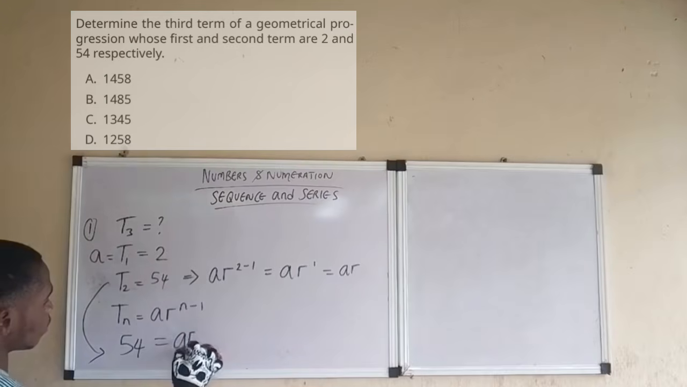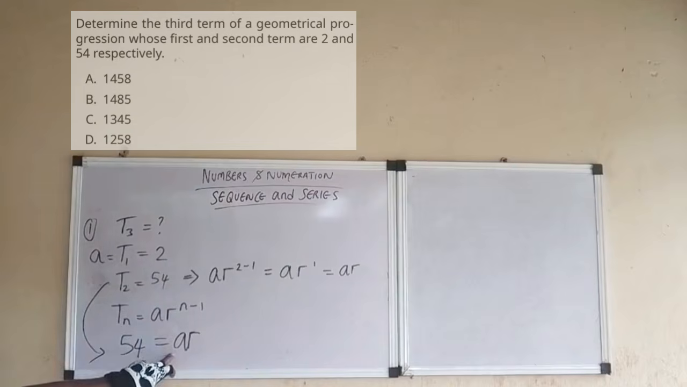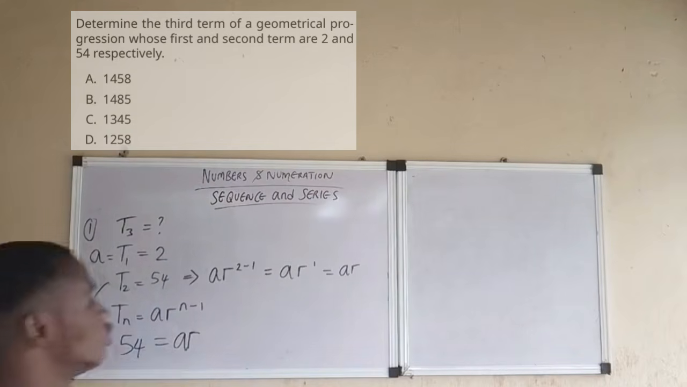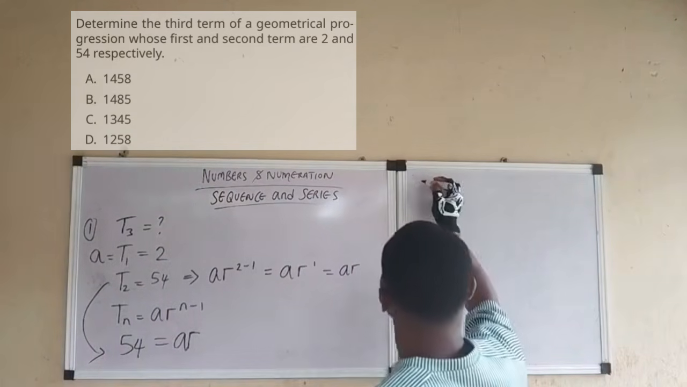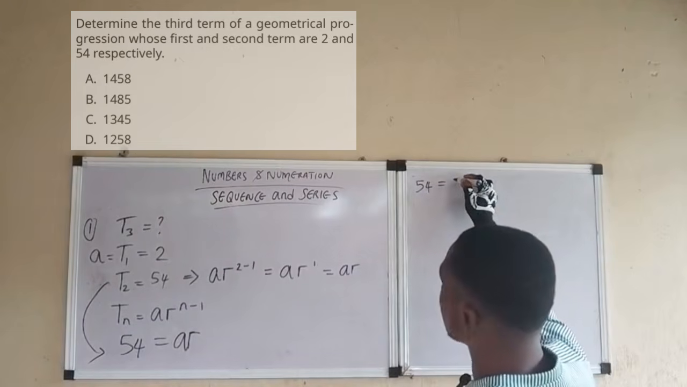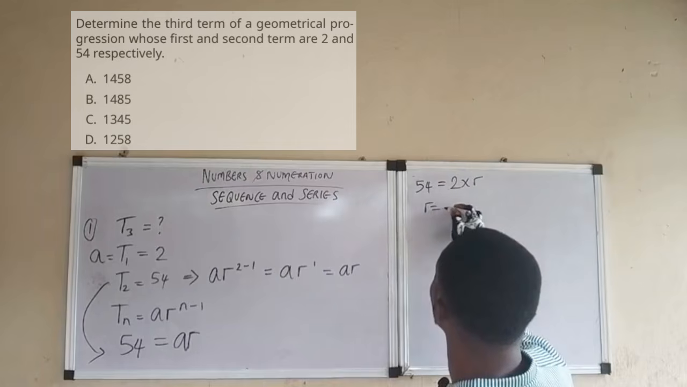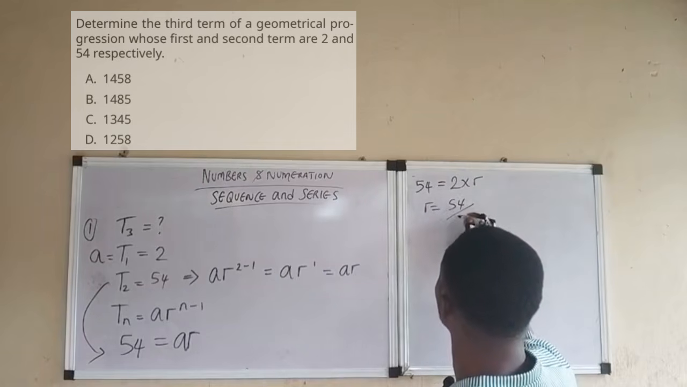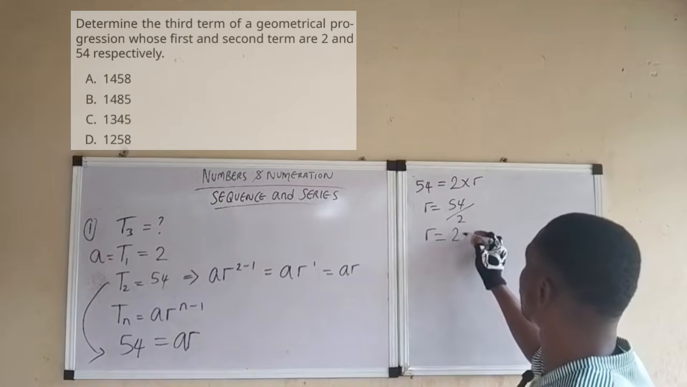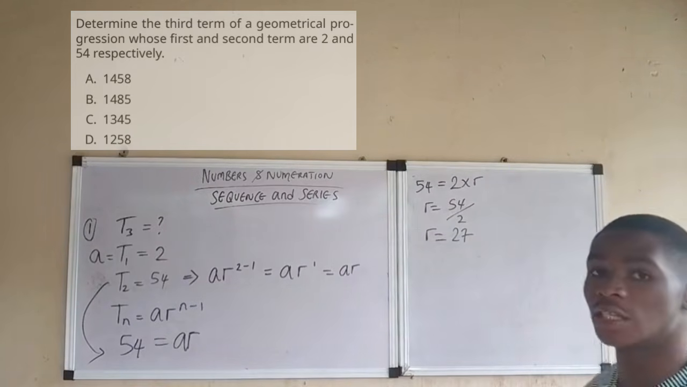So 54 from this equation is equal to AR. Do you understand? And I already know my A. My A is 2. So if I input 2 here, I can find R. So 54 is equals to A, which is 2, times R. So if I find R, it is 54 over 2. And R is equals to 27. So R in this case is equals to 27.